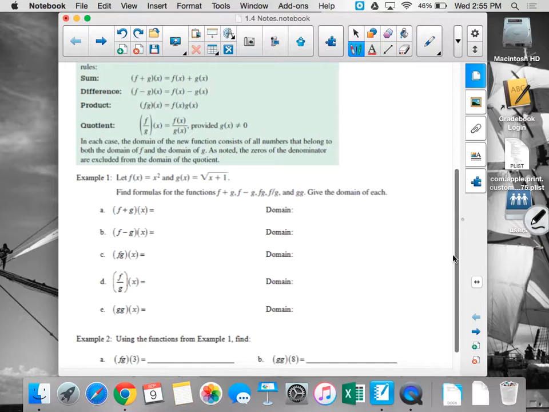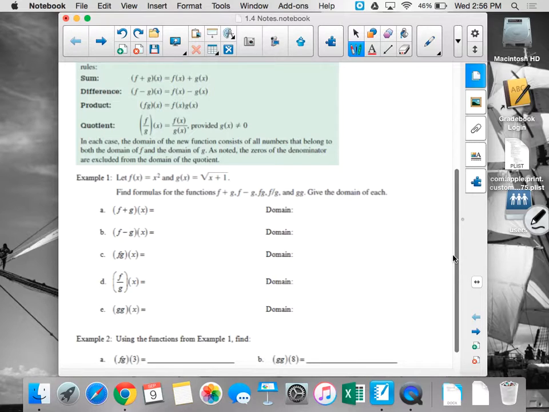So let's go right into example number 1. It says let f of x equals x squared and g of x equals the square root of x plus 1. So find the formulas for the functions f plus g, f minus g, f times g, and f divided by g, and lastly g times g. And then you want to give the domain of each.